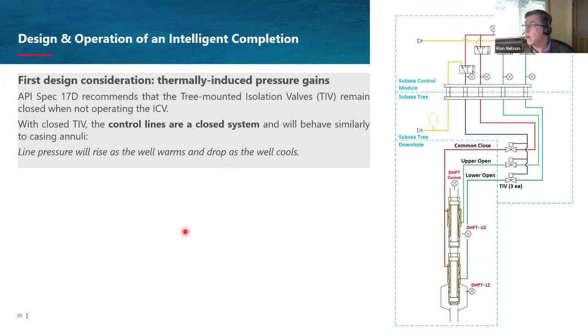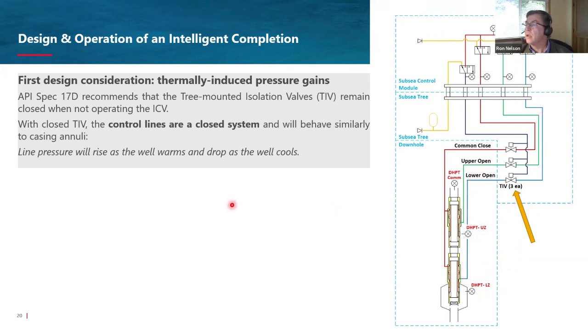This is probably, if you're going to run a hydraulic system, one of your biggest design loads, very likely. And it's one that's unfortunately often ignored or not recognized by folks that are doing their intelligent completion designs. API 17D stipulates that these three valves, these tree isolation valves, are to remain closed when you're not actually opening or closing the ICV. This provides a second barrier between the well, the production fluids and the environment. The first barrier is actually down the valve itself, and then there's the TIV.